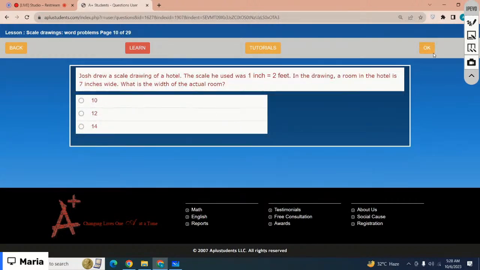Josh drew a scale drawing of a hotel. The scale he used was 1 inch equal to 2 feet. In the drawing, a room in the hotel is 7 inches wide. What is the width of the actual room?